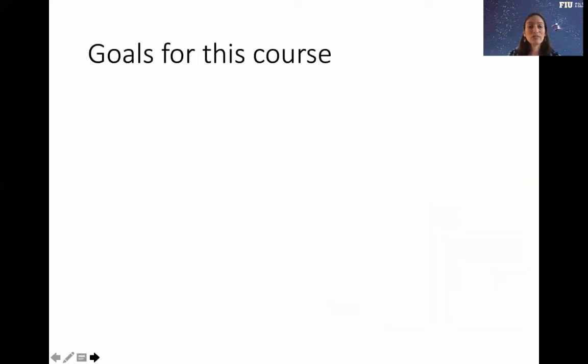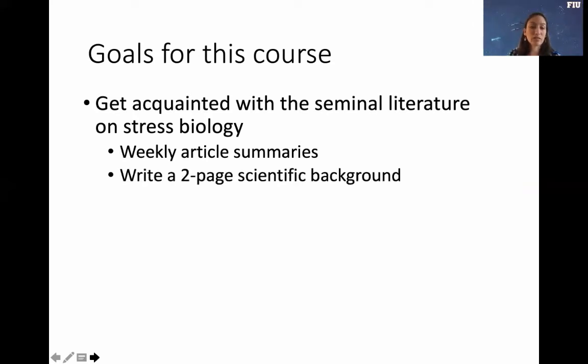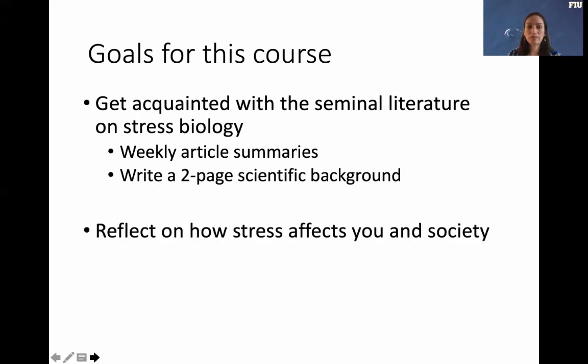So what are the goals for this course? There are 2 main goals. The first one is to get acquainted with the seminal literature on stress biology. So this includes the overall view from Sapolsky's book, but also the readings from the scientific articles that we'll be reading every week, that you'll be preparing written summaries of every week. And the capstone project for this is to write a 2-page scientific background where you will summarize the literature, that part of it that we read as part of the class, but you will also be doing your own research and finding related articles to use as your scientific background.